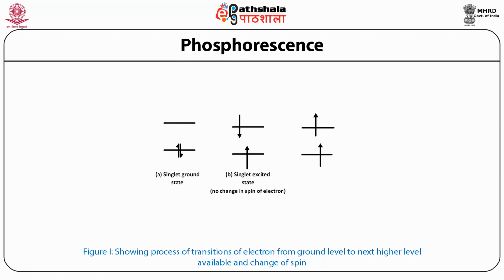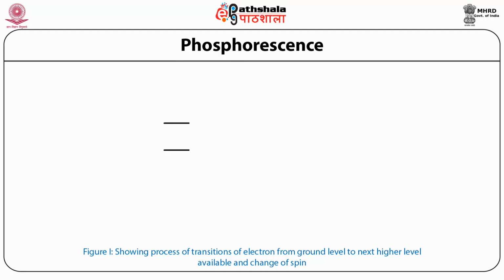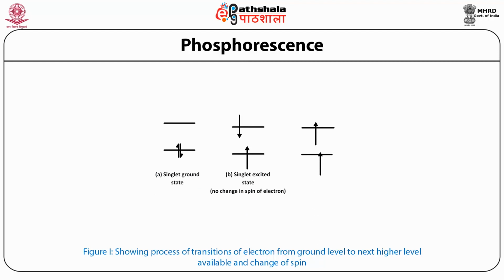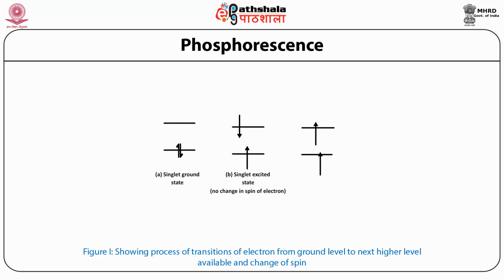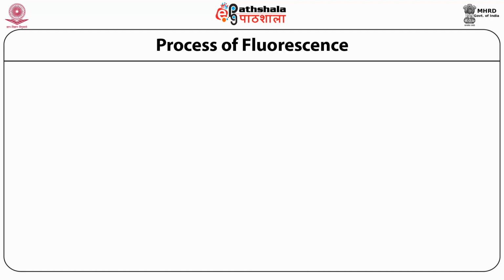So A is the singlet ground state, where two electrons with opposite spin are in the lowest occupied orbital available. And B is the singlet excited state, whereby a molecule or atom has absorbed energy and one of the electrons goes into the next higher level available with no change in spin of the electron. And the third state is the triplet state, where the electron, after absorbing energy and moving into a higher level, has changed its spin.